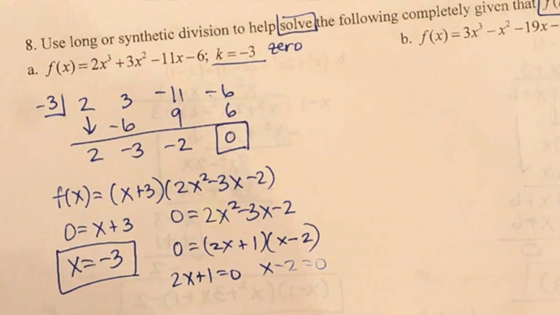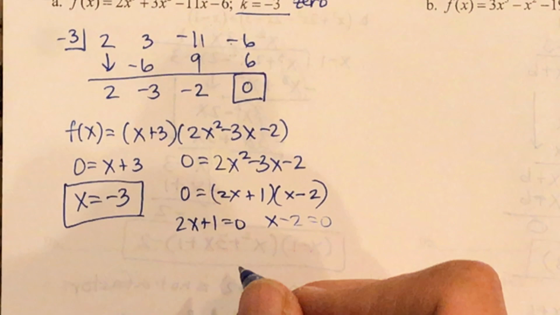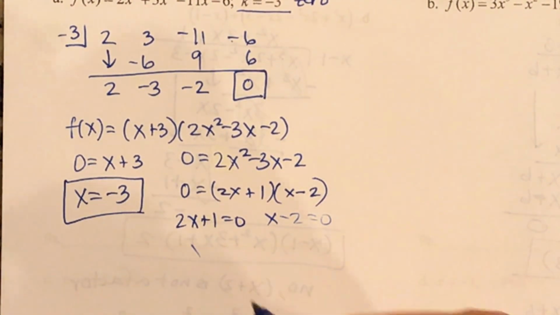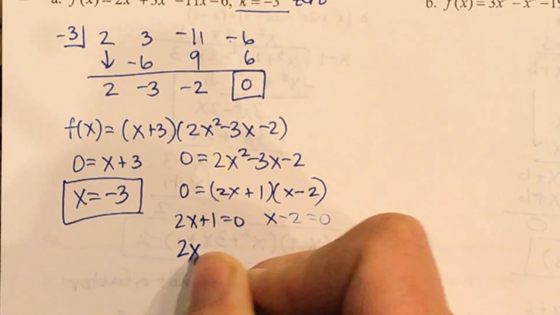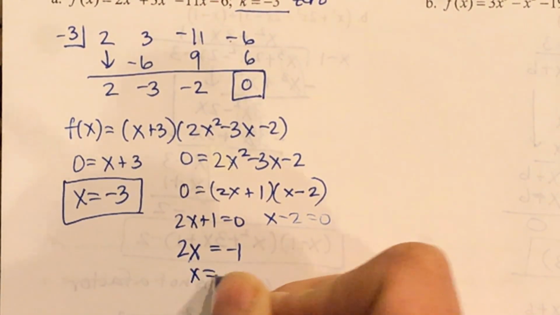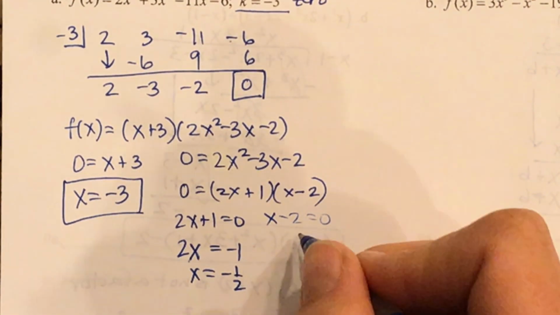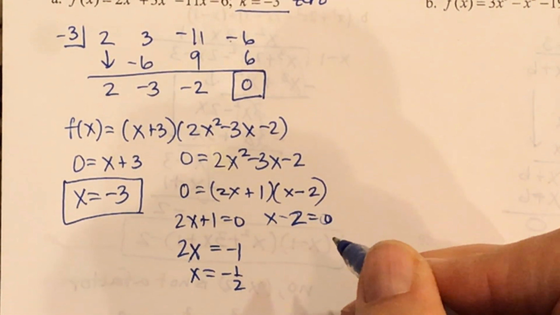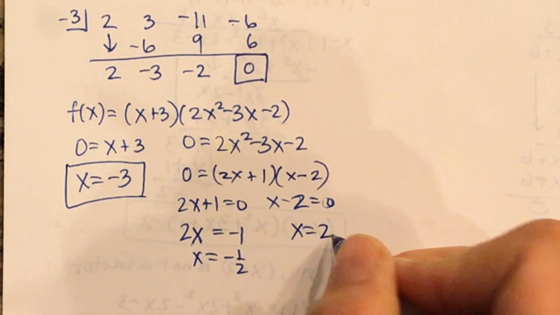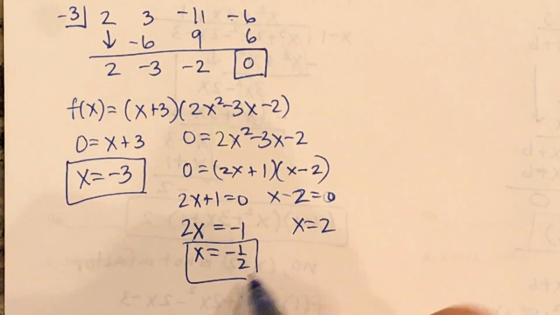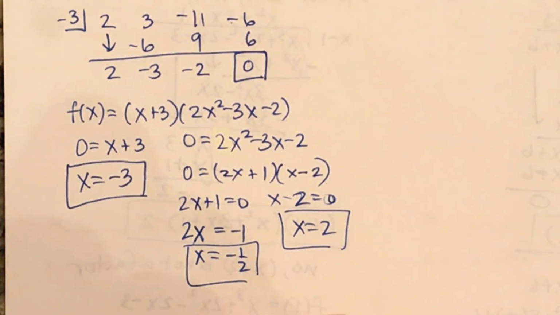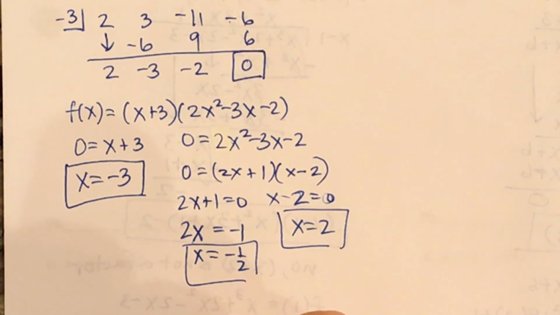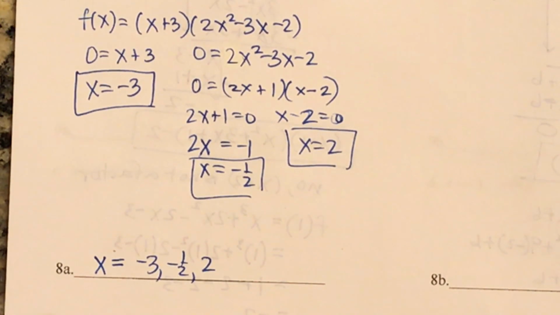Oh no, what's happening to the pen? I think I might be having pen issues. Let's go 2x equals -1, so x equals -1/2 if I divide by 2. X equals +2. Nailed it. So the directions said to solve, and I just did. X equals -3, -1/2, and 2. Nailed it.